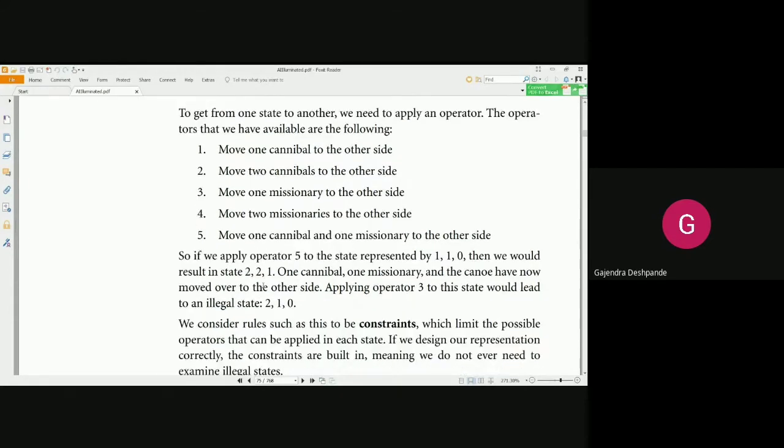Now note here that if you apply operator 5, and operator 5 can be represented using the state 1, 1, 0, that means you are moving one missionary and one cannibal. Okay, that is absolutely fine because they are in equal number. When missionaries and cannibals are in equal number, then cannibals cannot eat missionaries. So that's a perfectly valid state. But if you apply operator 5 twice, then it will result in the state 2, 2, 1.